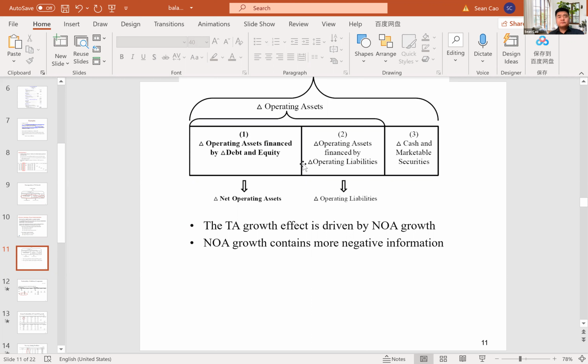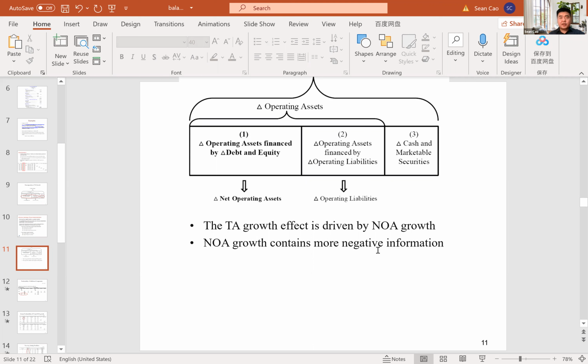Here, let me show. Let's do it step by step. Let's consider two measures first. The first measure is the total asset growth. The second measure is the NOA growth. Let me give you an idea what the two growths mean. The total asset growth is the growth financed by everything. As long as it's growth, it doesn't matter where the money is from. The total asset growth is the growth of the firm financed by everyone.